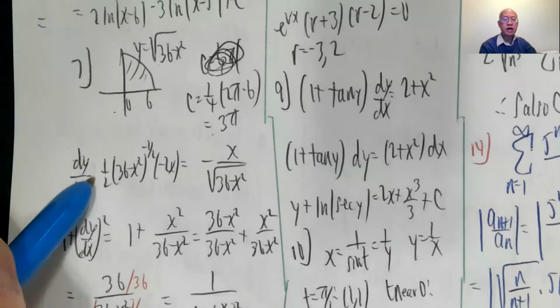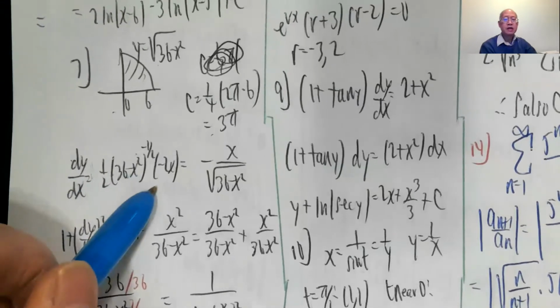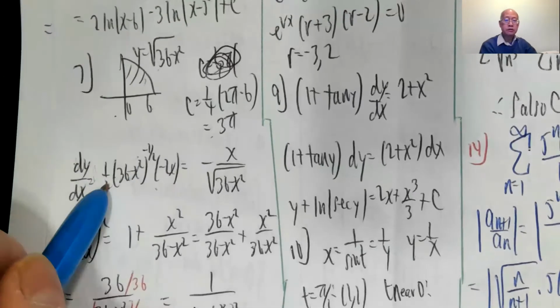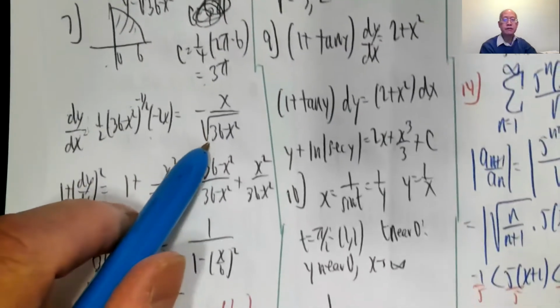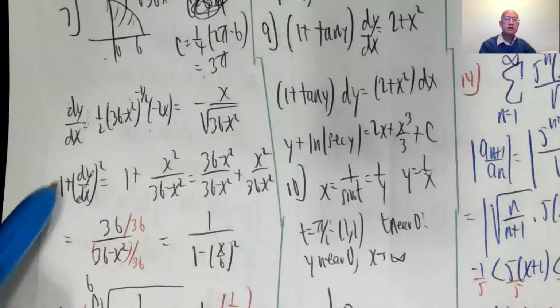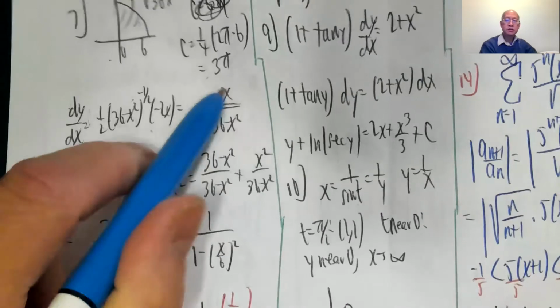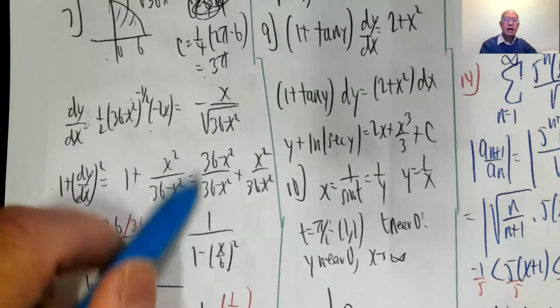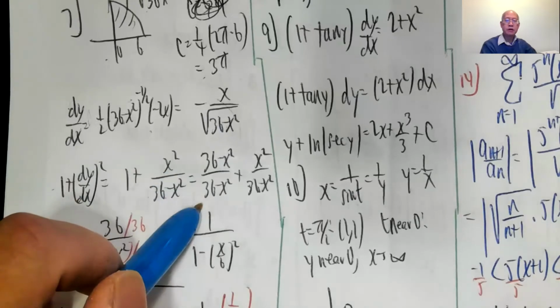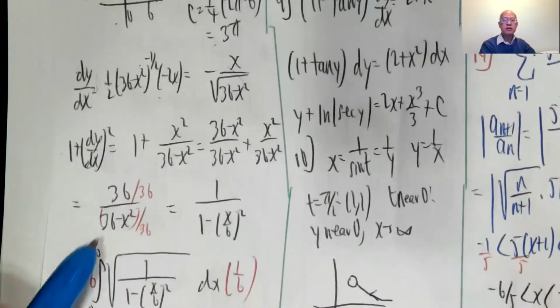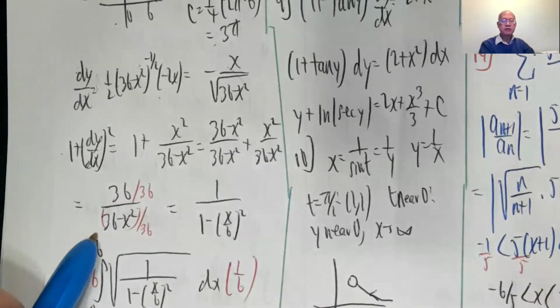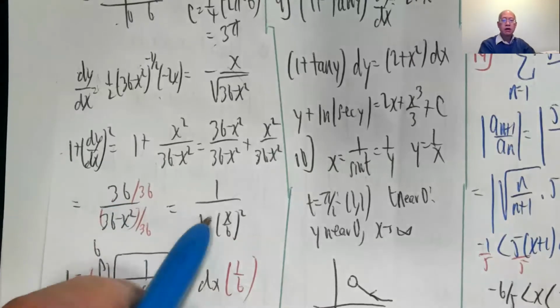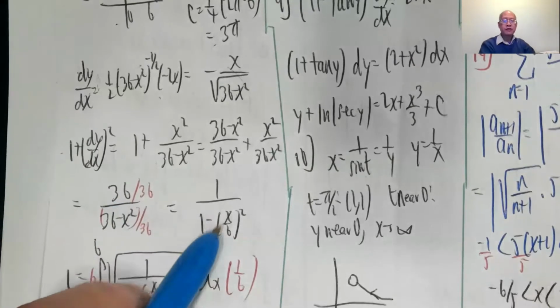dy dx is 1/2 times 36 minus x squared to the negative 1/2 times negative 2x. The 2 cancels out the 2, giving negative x over radical 36 minus x squared. 1 plus dy dx squared: 1 plus the square of this, x squared over 36 minus x squared. Common denominator, 36 minus x squared. Add them up, x squared cancels out. 36 over 36 minus x squared, divide top and bottom by 36. 1 over 1 minus x over 6 squared.